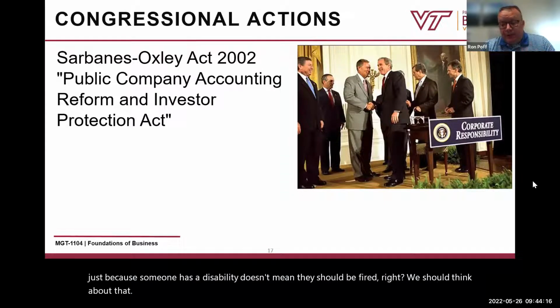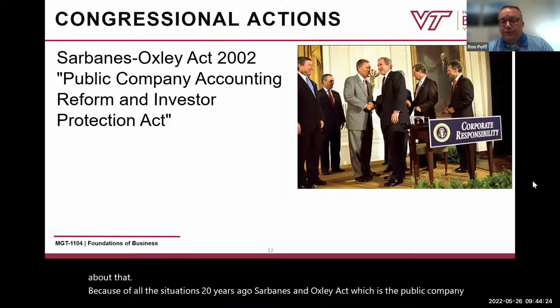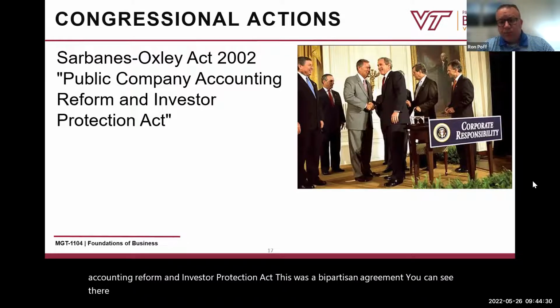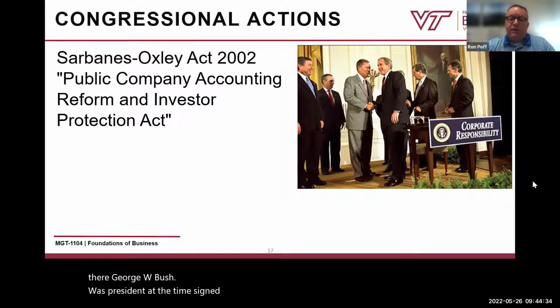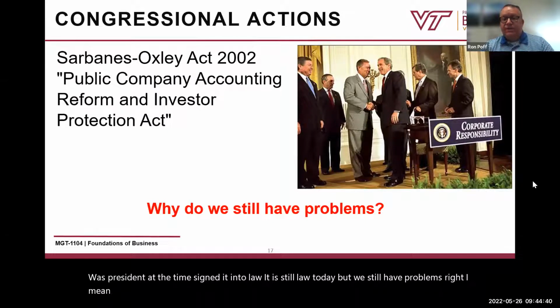Now, because of all the situations 20 years ago, the Sarbanes-Oxley Act, which is the Public Company Accounting Reform and Investor Protection Act, this was a bipartisan agreement. You can see there George W. Bush was president at the time and signed it into law. It is still law today, but we still have problems, right? I mean, 20 years later, we still have problems.